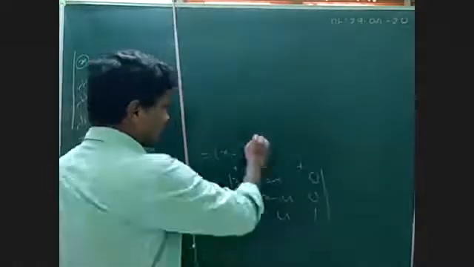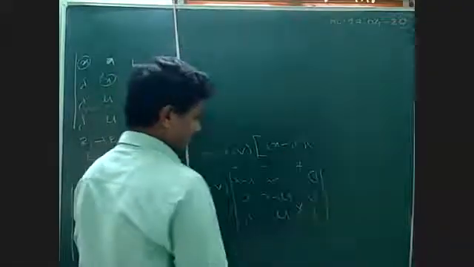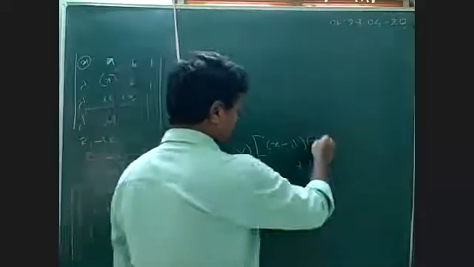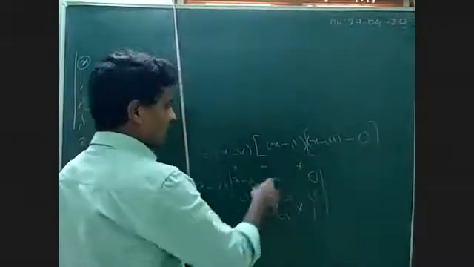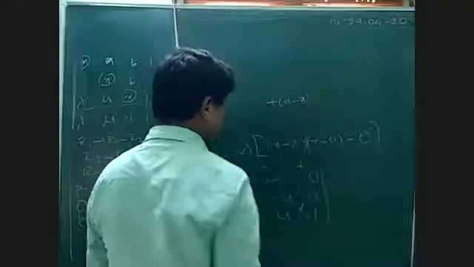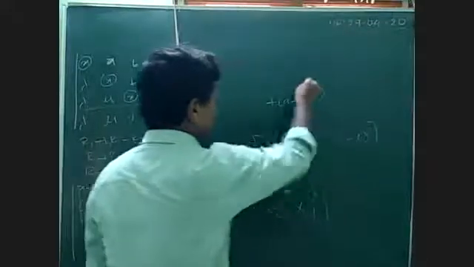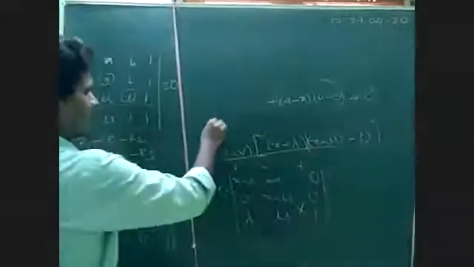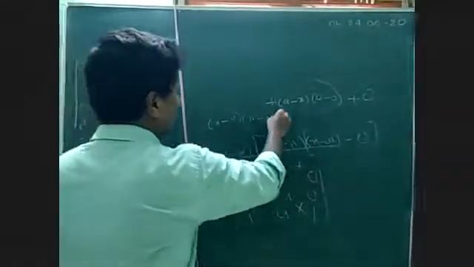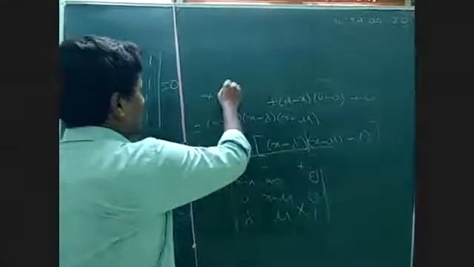X minus lambda into AD minus BC, except this row and column. So x minus mu minus 0, AD minus BC. Okay, plus a minus x into AD minus BC. This is 0 minus 0, 0, only this value. Last value automatically 0. Nothing but what is the answer? X minus v and x minus lambda, x minus v. So, what are the roots here? X is equal to v, lambda, mu.